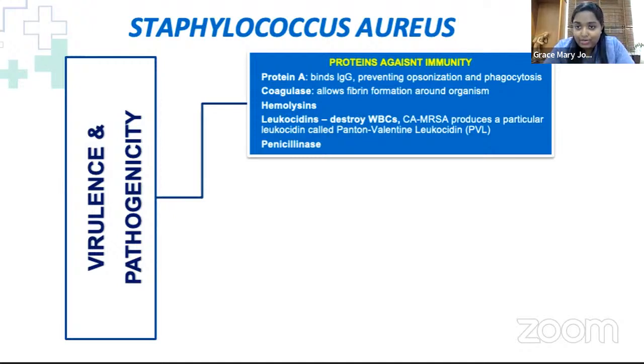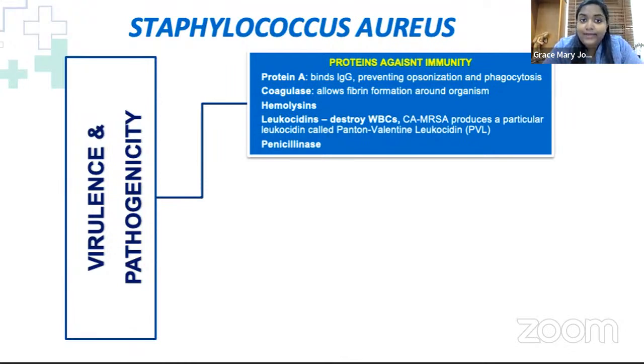Now, coagulase, as you can derive from the name, allows fibrin formation around the organism. So what happens is that when you have a staph infection, around the infected area it forms this fibrin and it becomes like a fort. It's like a cave that the organism is sitting in. So it becomes difficult for our immune system to destroy this cave and get inside to destroy the organism. So that's how coagulase is very important. It forms a fort around the infection.